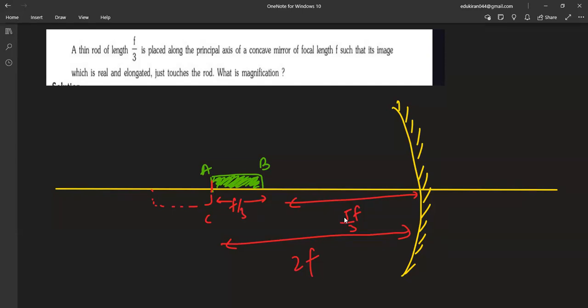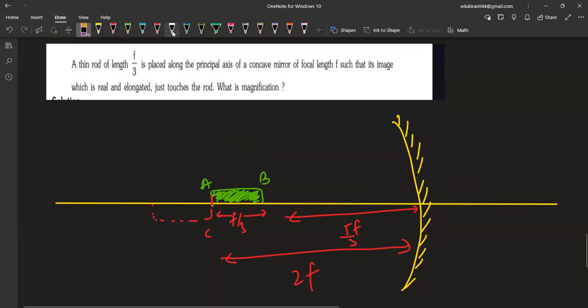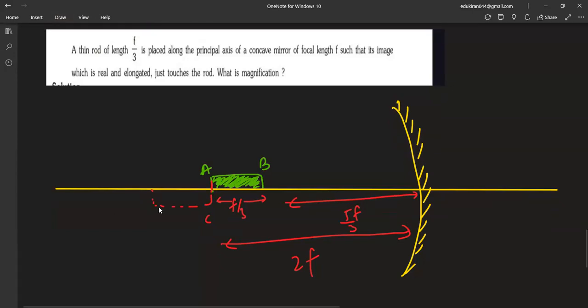Now we have to find out the distance of the image from this end and from this end. We have to find out the image distance, or if you do not want to write this, you can find out from one edge and the other edge, from one end to the other. If we take the total 2f as the object distance, then what will be the image distance? And if this is taken as the object distance, what will be the image distance? This you have to find out.